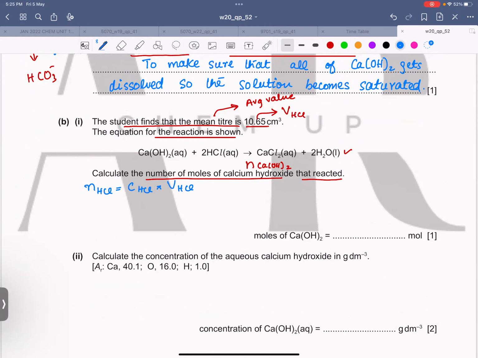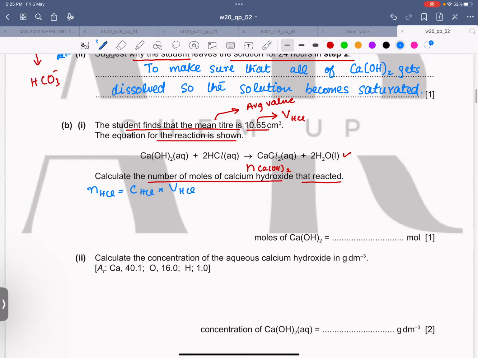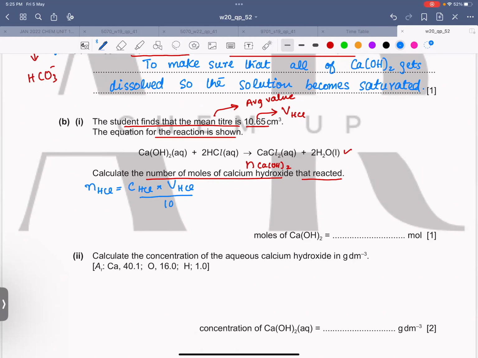One minute. Yes, titre is the amount of acid added, because titre is the volume that is being used in the titration. Then divided by 1000, as our volume provided is in cm³. So the moles of hydrochloric acid are 0.100 multiplied by 10.65 divided by 1000. Okay, so can anybody calculate and tell me the number of moles of acid used?